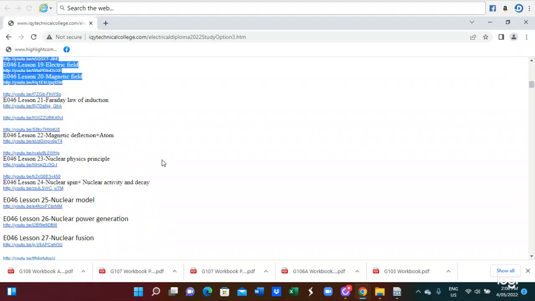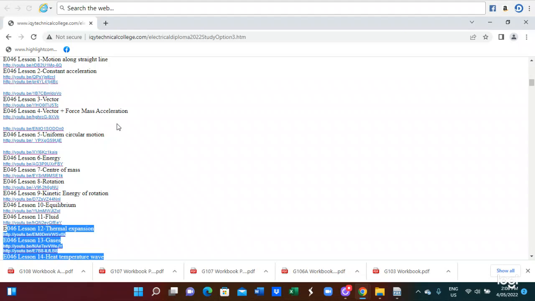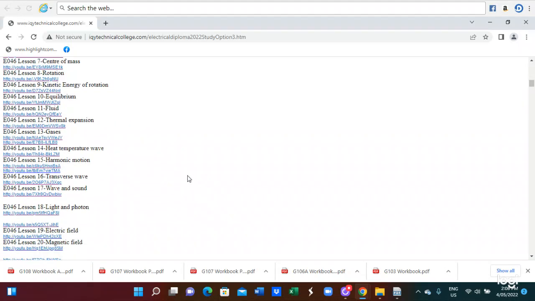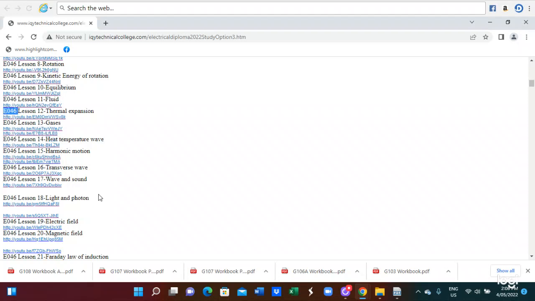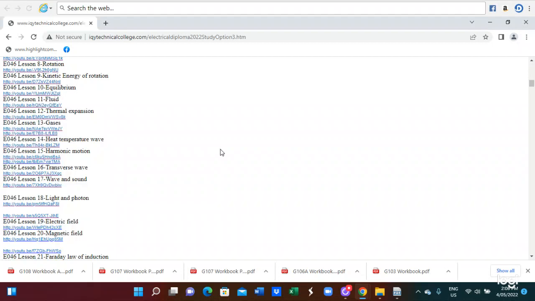The notes for those videos you can see here: highlightcomputer.com/video lesson.pdf. By clicking this one, you can see pages 58 to 86, which is the whole lesson. So the notes for those lesson videos are given. Those videos you have to view. So the lessons are 12 thermal expansion to lesson 20 magnetic field. You have to read lesson 12 thermal expansion, lesson 13 gases, lesson 14 heat temperature wave, lesson 15 harmonic motion, lesson 16 transfer waves, lesson 17 wave and sound, lesson 18 light photon, lesson 19 electric field, and lesson 20 magnetic field. Those things you have to read.